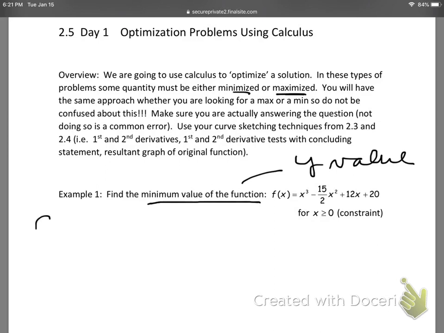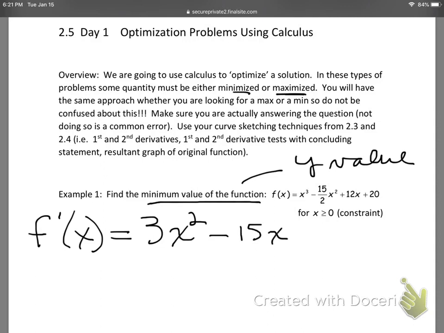Okay, so here we go. F prime of x, looking at that function, it's going to be 3x squared minus, okay, so now the 2's come down and cancel, minus 15x plus 12. Don't forget the plus 12. Many of you will drop off the last term because you're eager to get to work. So let's not do that.